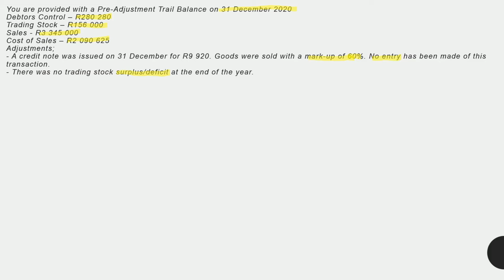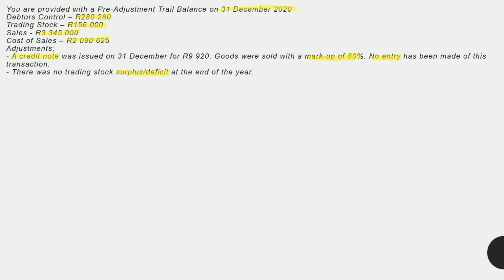So you need to make an adjustment on sales. You see this credit note here. This is what we call a debtors allowance. Normally, you are given a debtors allowance figure in your pre-adjustment trial balance. If you are given that figure, you adjust your sales with that debtors allowance figure. So now, when you write this in your income statement, this is how it's going to be presented.